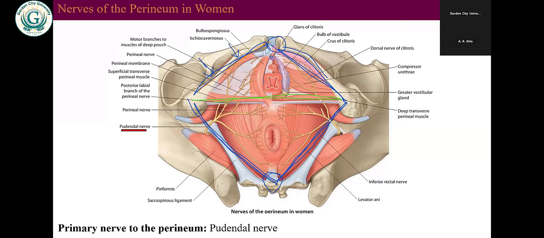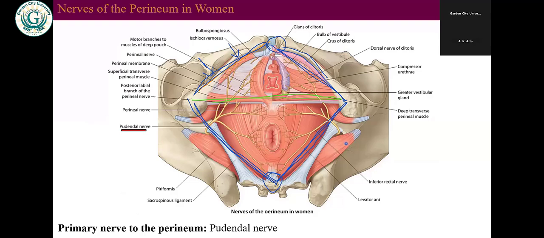Now, this is the glans of the clitoris. This is the body of the clitoris, and this is the leg of the clitoris. So the leg, or crus, of the clitoris is also surrounded by the ischiocavernosus muscle. So all these muscles are supplied by this pudendal nerve.